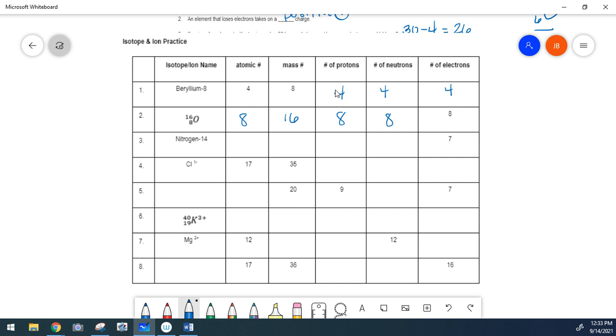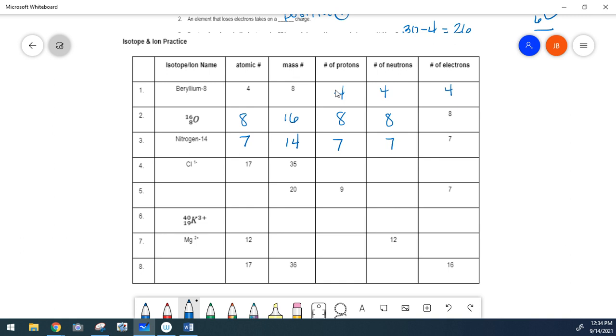All right, now we're at nitrogen 14. What is the atomic number for nitrogen? 7, because remember, atomic numbers never change. What's the mass? 14. How many protons? 7. How many neutrons? 14 minus 7 is 7, and electrons are already filled in.